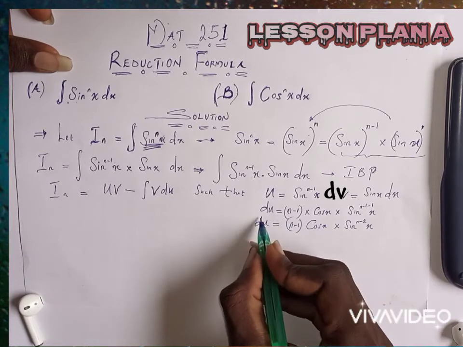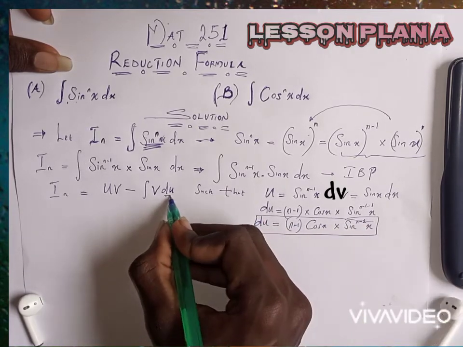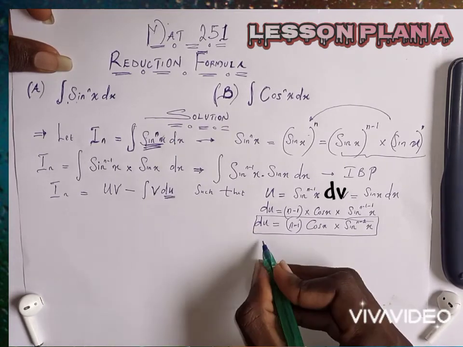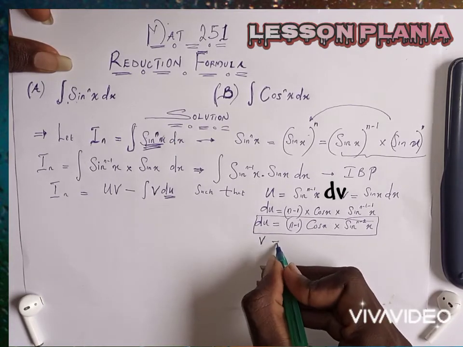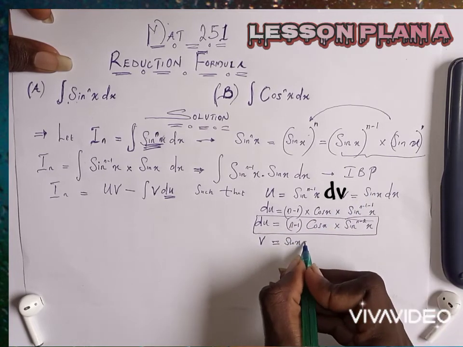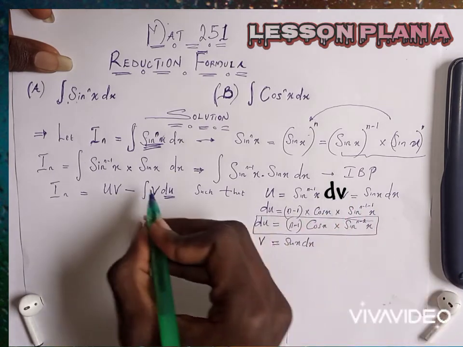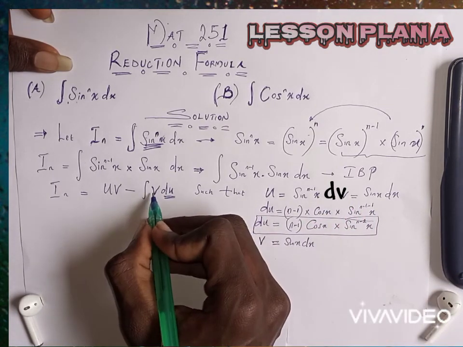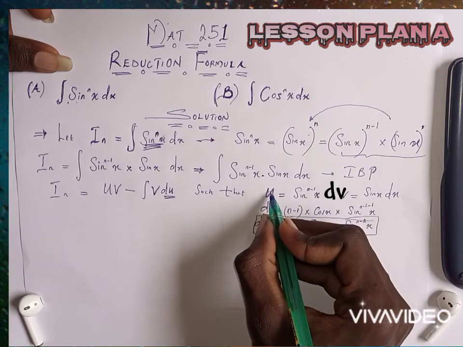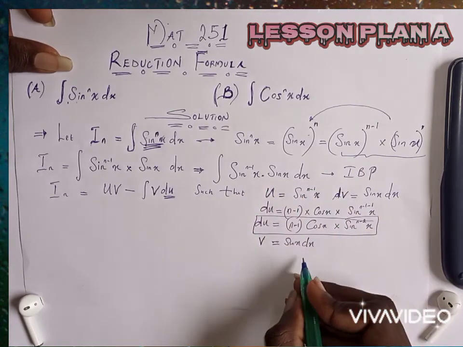So I've gotten whatever my du is. So I'll just come here and substitute it. So I need v also. Hence v equals the integral of sin x dx, right, from here. Then uv minus the integral of v du. So we make u equal to this and dv equal to sin x dx. Sorry for that.